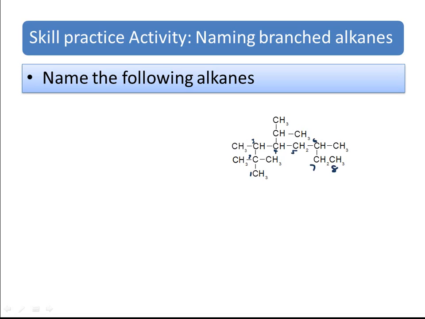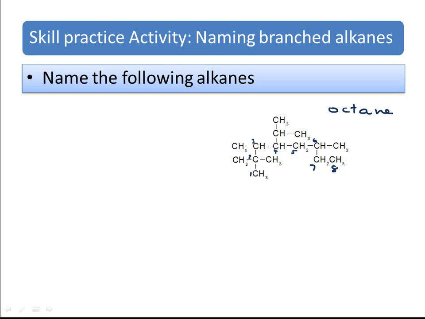If I come from this side to that way, it gives me 7. From this side that way, it gives me 7. If I come round this way, 1, 2, 3, 4, 5, 6, 7. So the best I can make here is 8. So I know that it's an ane because they are all single bonds. So it's ANE. So my prefix is oct.